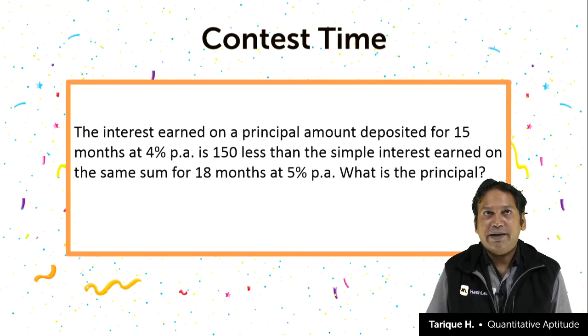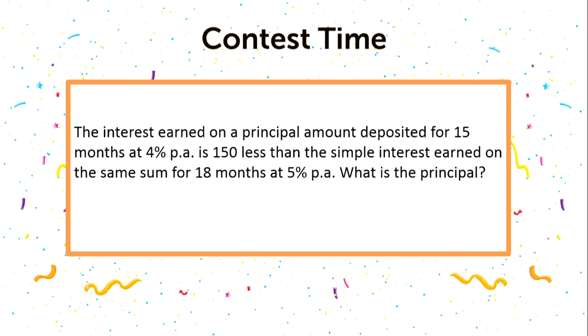So now is the time for the contest question. There is a question on the screen here. The interest earned on a principal amount deposited for 15 months at 4% per annum is 150 less than the simple interest earned on the same sum for 18 months at 5% per annum. The sum is the same, and you have to find out what the principal is. In 15 months at 4%, whatever you will earn is 150 less than the same principal deposited for 18 months at 5%. The formula you know, simple interest is PTR by 100. Solve this question and post the answer in the comment section.